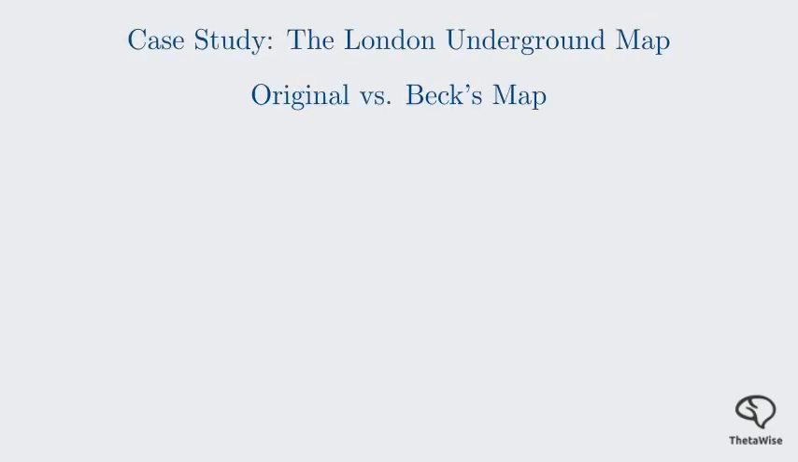He replaced a geographically accurate, cluttered map with a schematic diagram. He straightened the lines, equalized station spacing, and used only horizontal, vertical, and 45-degree diagonal lines. He essentially stripped the map down to its underlying graph. His map was a revolutionary application of graph theory. Its primary function was to show connectivity, not topography. This design made the complex network understandable and navigable, transforming urban transport forever. Other cities like Sydney and Copenhagen adopted similar designs for their metro systems.